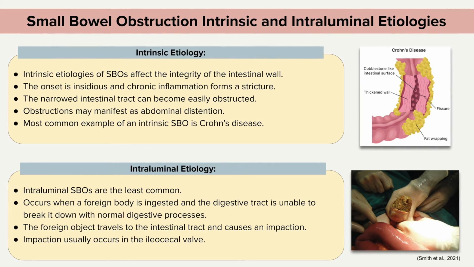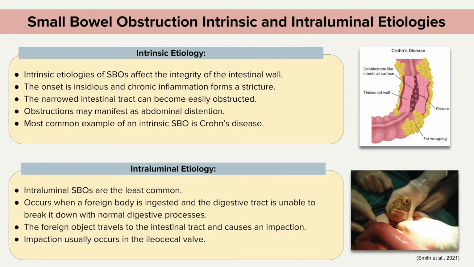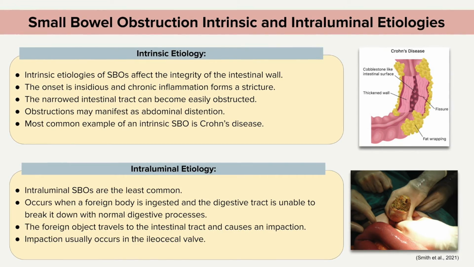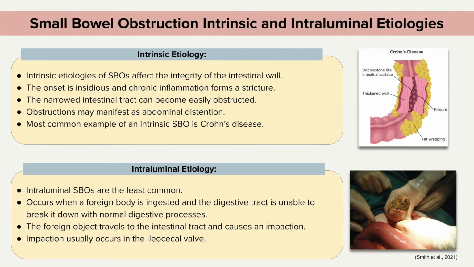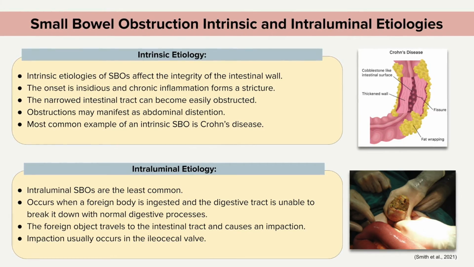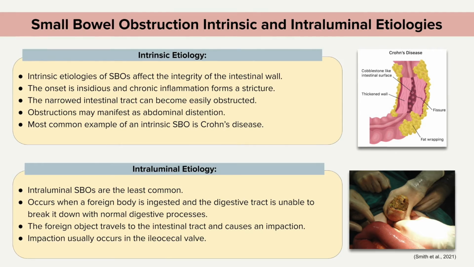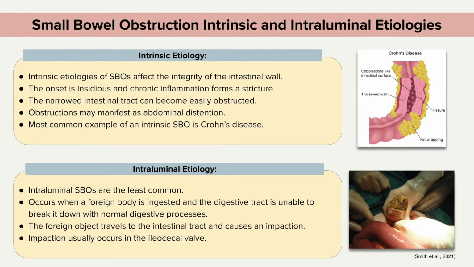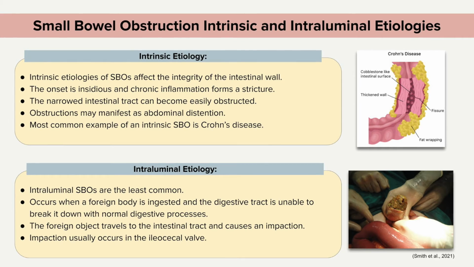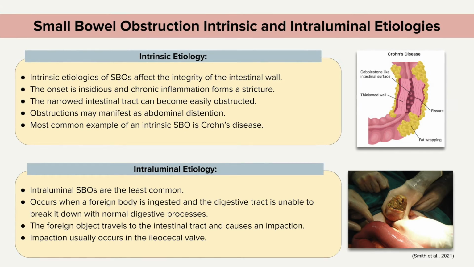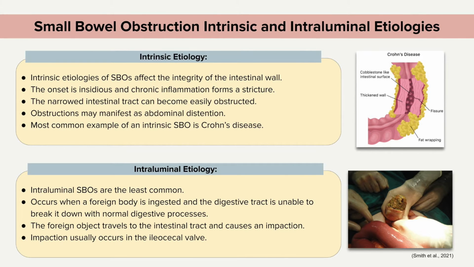The last classification is intraluminal causes, and this affects the lumen or the opening of the intestinal tract. So this time it happens from the inside. Normally it happens when ingested foreign bodies that cannot be broken down or digested by the usual digestive processes cause the obstruction. And the usual location where this happens is the ileocecal valve, where the small intestine gets connected to the large intestine.